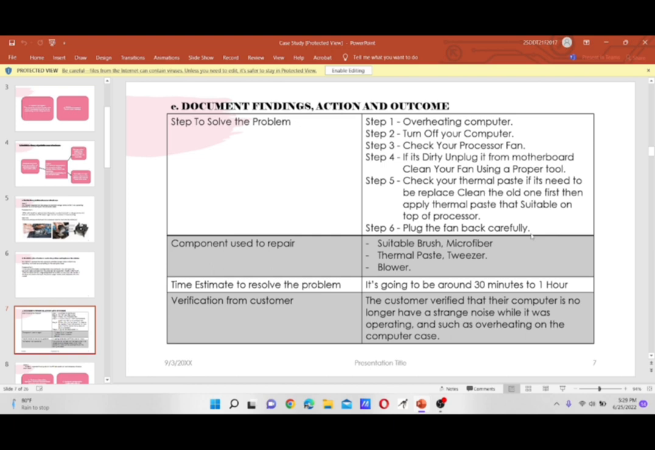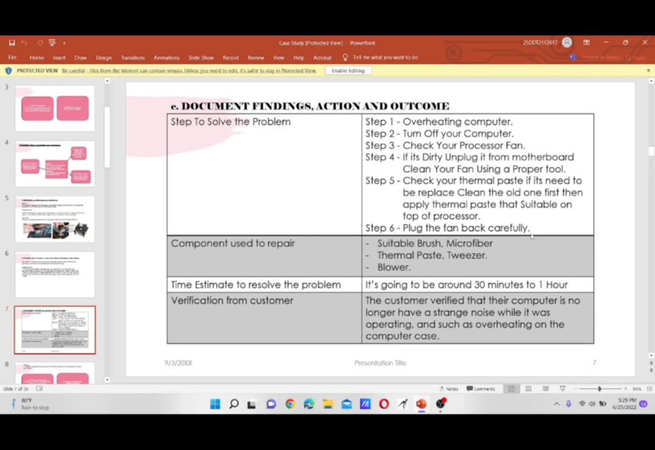Step to solve the problem. Step 1. Overheating computer. Step 2. Turn off your computer. Step 3. Check your processor fan. Step 4. If it's dirty, unplug it from motherboard. Clean your fan using a proper tool. Step 5. Check your thermal paste if it needs to be replaced. Clean the old one first, then apply thermal paste that's suitable on top of processor. Step 6. Plug the fan back carefully.